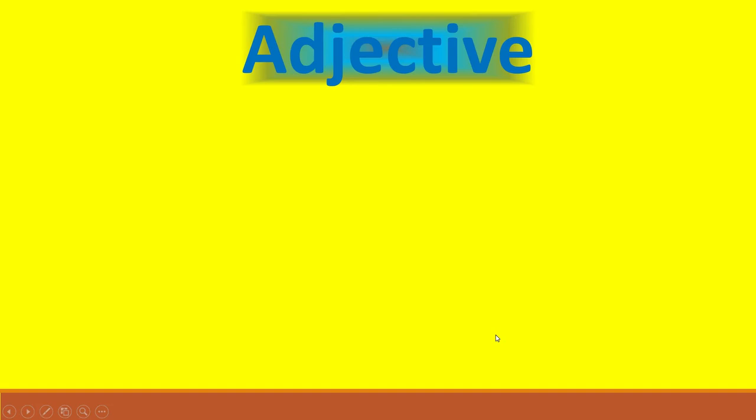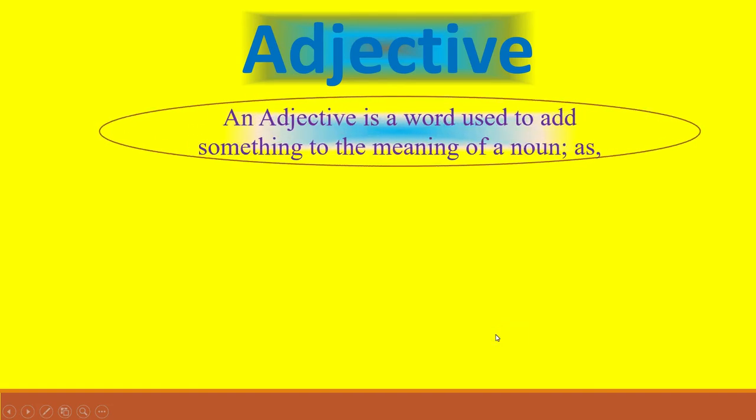Okay, adjective. Next one is adjective. What is an adjective? An adjective is a word used to add something to the meaning of a noun. Add something to the meaning of a noun. Understand?